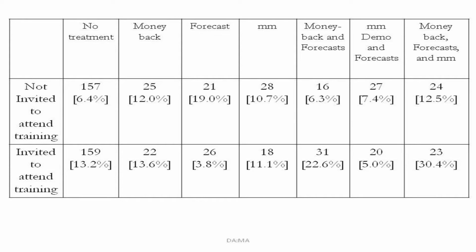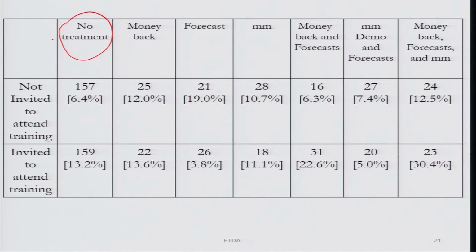So, this table shows you the division between the various types of treatments that we have. In the very first column, there is no marketing treatment. Within this group of no marketing treatments, you have 157 who were not invited to training, and 159 farmers who were invited to training. So, this is the treatment group in terms of the financial literacy, and this is the control group in terms of the financial literacy.